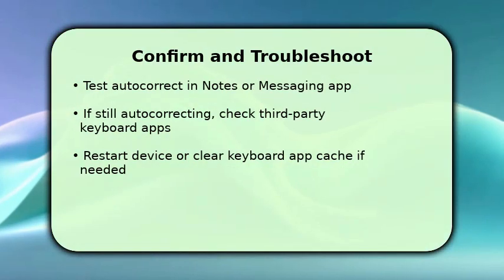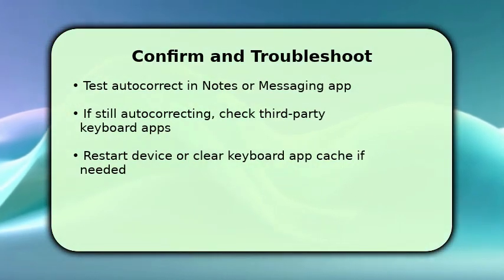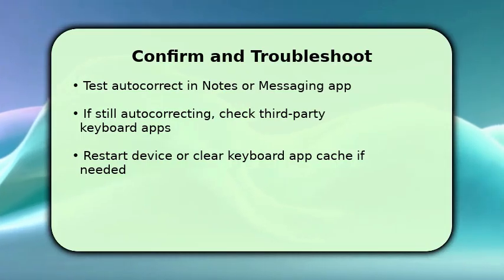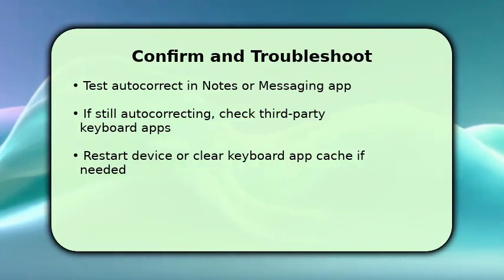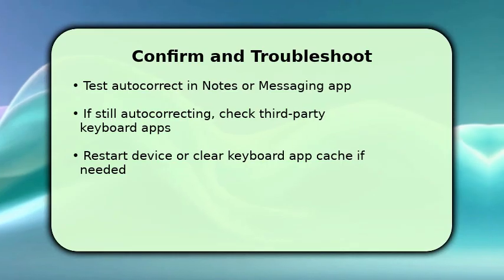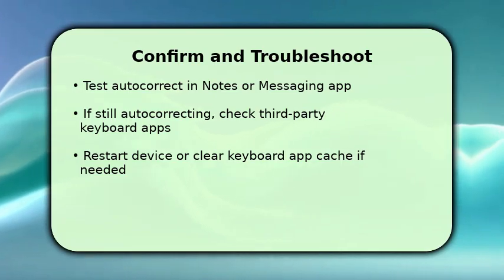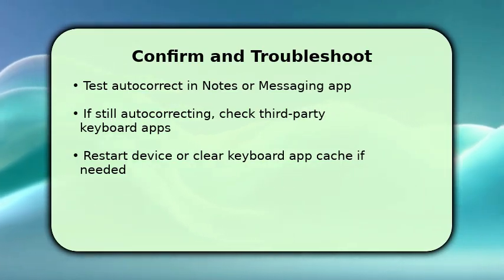Finish by typing in notes or messages to confirm autocorrect is off. You should see raw text without automatic replacements. If corrections persist, check for multiple keyboards. A third-party app might still be active, so disable or uninstall it.